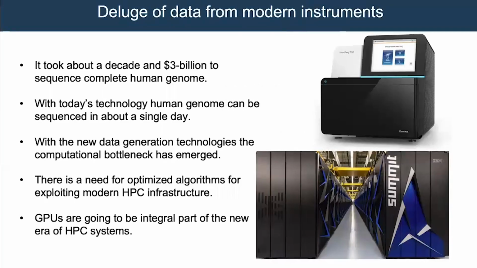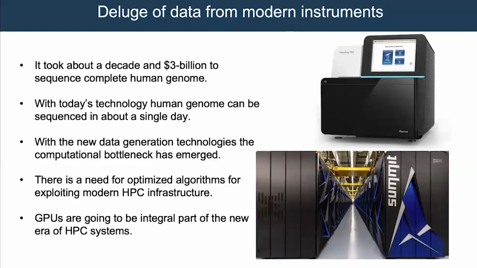Now, previously, it took a decade and about $3 billion to sequence a complete human genome. But since the technology of data generation has come a long way, today we can do the same thing in under 24 hours and in less than $5,000. So basically, the bottleneck has shifted from the data generation phase to the data processing phase. And that is why we need to develop optimized algorithms, especially algorithms that are able to exploit modern HPC infrastructure better. And since the upcoming generation of HPC systems is more GPU-centric, it makes sense to develop GPU-optimized algorithms for this problem. And for that, obviously, the first step would be to start off with the Smith-Waterman alignment algorithm.